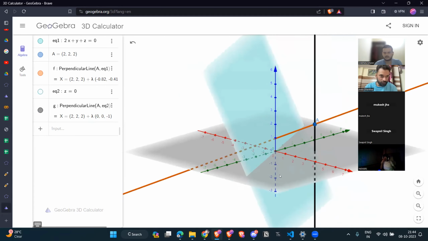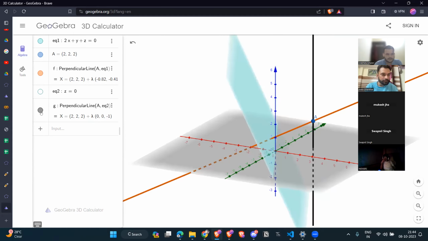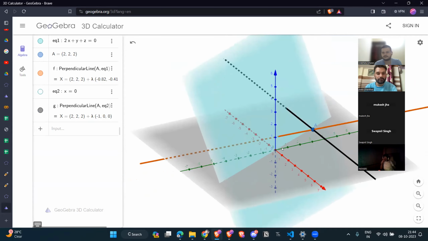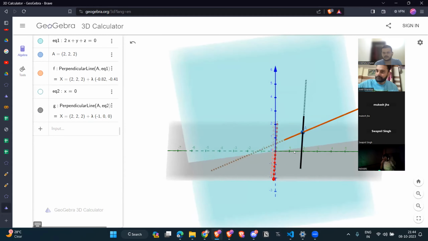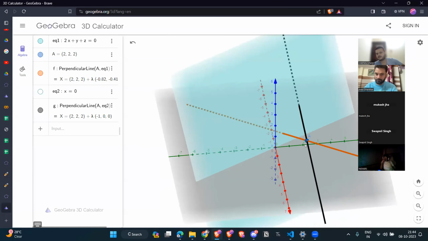That's okay. Now we just need to change the equation of the line. It means when z and y are equal to 0, then you will go for x. Who was it? Mukesh, is this what you were saying? Yeah.